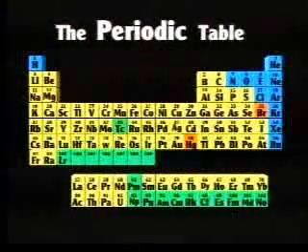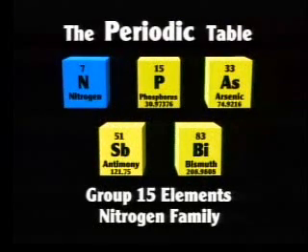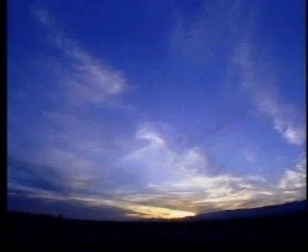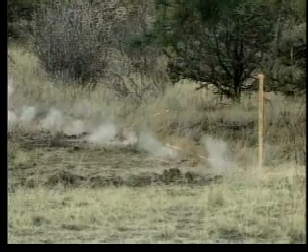Group number 15 is the nitrogen family. Nitrogen is relatively unreactive, and 80% of the Earth's atmosphere is uncombined nitrogen gas. Although nitrogen is very stable in its elemental form, most of the compounds it forms are not. Nitrogen compounds include gunpowder, nitroglycerin, dynamite, and TNT.